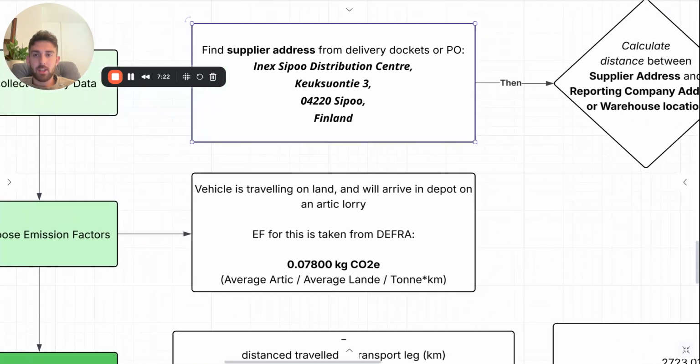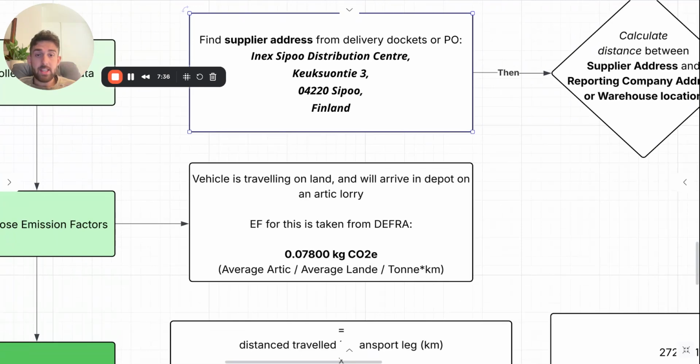Then you choose the emission factors. So we knew that this vehicle was traveling on land and arrived in our depot via an Arctic lorry all the way from Finland. There'd been no changes, there'd been no sea, it all came through road. So the emission factor for this, taken from the DEFRA conversion factors, was 0.07800. And we took the average Arctic, average laden, and also a ton by kilometre because we knew the weight of the shipment.